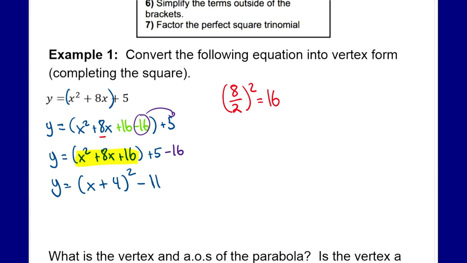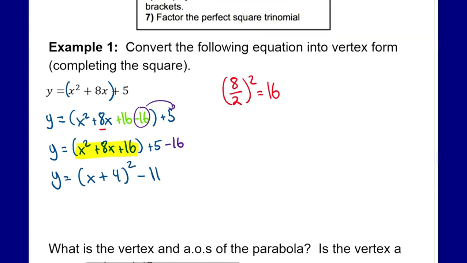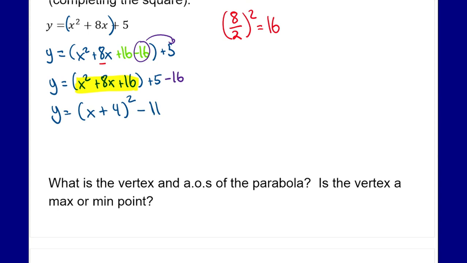That is now my equation in vertex form. So now I can use that to help answer what is the vertex and the axis of symmetry. Well, the vertex is my h value, or the opposite of what I see, so negative 4, negative 11. The axis of symmetry is x equals negative 4.